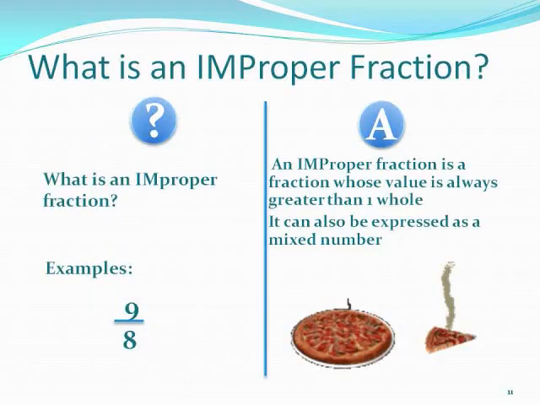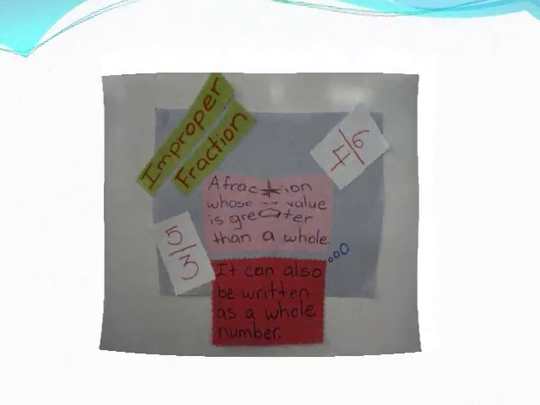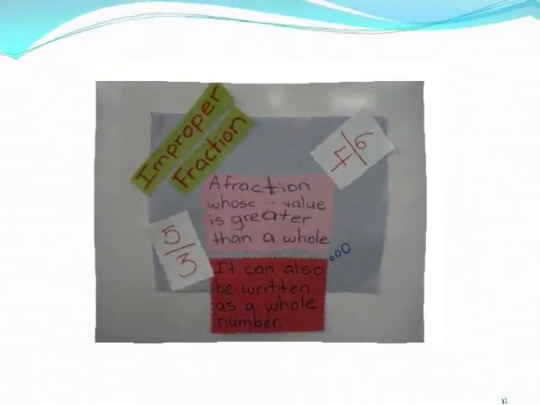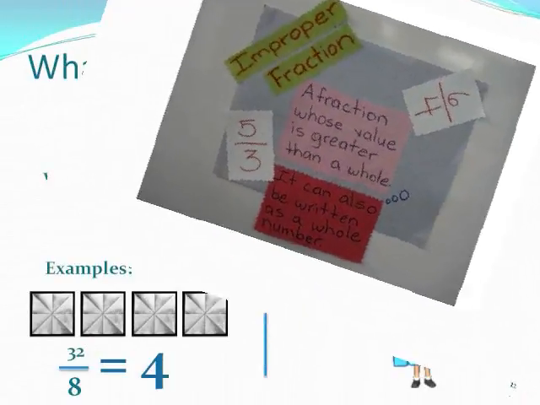What is an improper fraction? An improper fraction is a fraction whose value is always greater than 1 whole. It can also be expressed as a mixed number. For example, 9/8. These are examples of improper fractions: 5/3, 6/4.